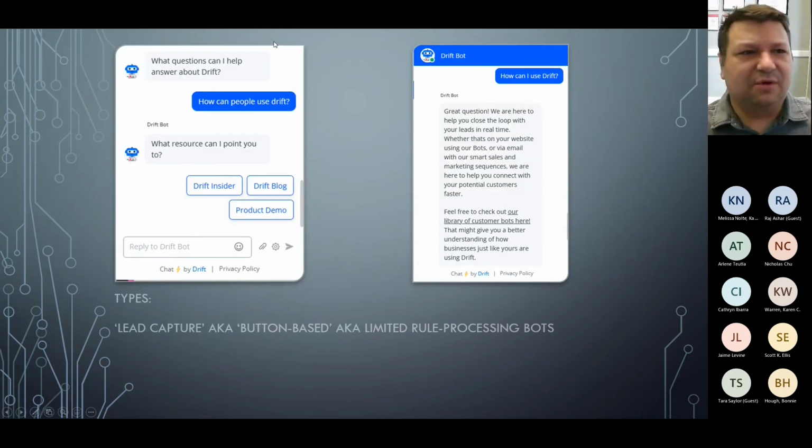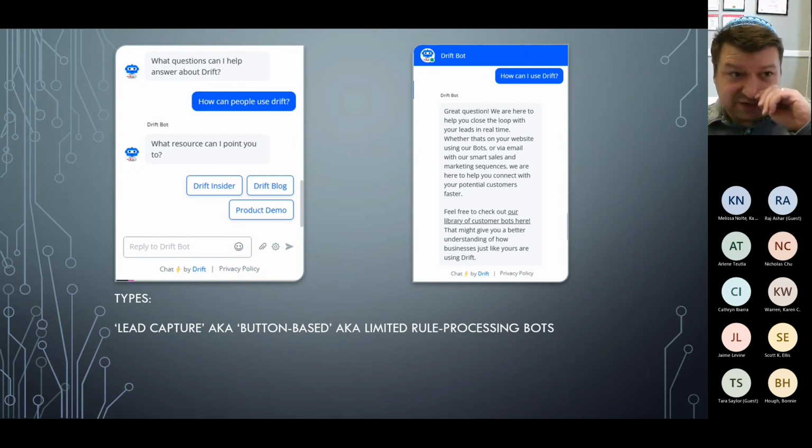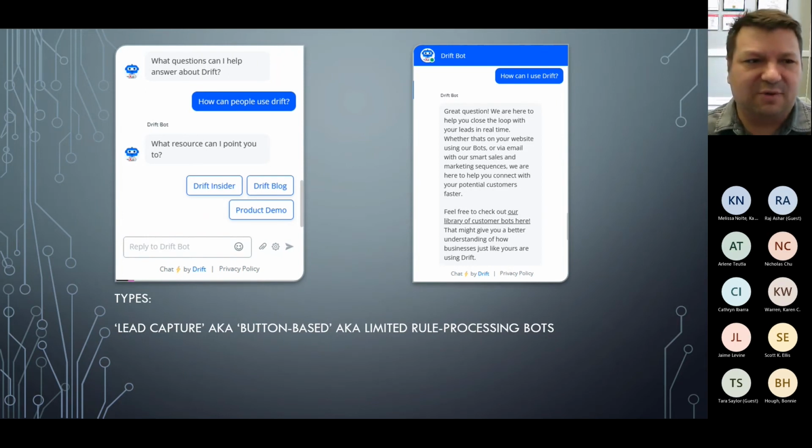Here's another example with Drift. I asked it a variation of one of its suggested questions. I said, how can people use Drift instead of asking, how can I use Drift? And it again gave me a fallback response. I had to actually click the how can I use Drift button in order to get the response that was actually specifically for that question.